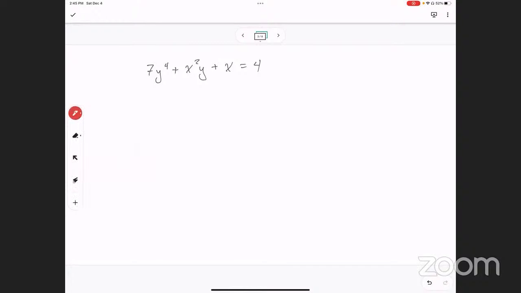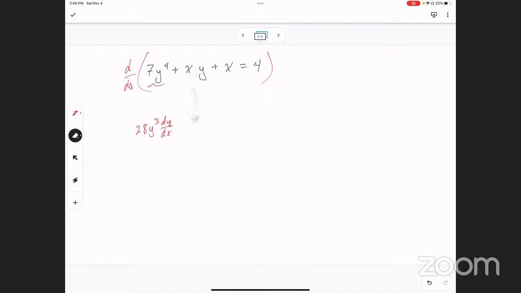Yeah, it's like an implicit differentiation problem. Okay, so dy/dx is going to be, so take the derivative of this first one and it's 4y cubed, right? So that'd be 28y cubed dy/dx. Oh, it's x in the third power, by the way.